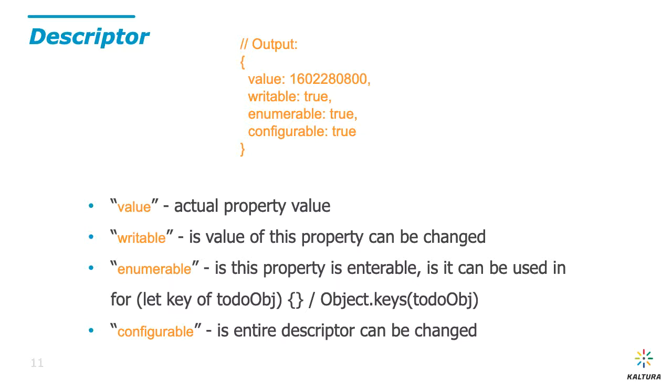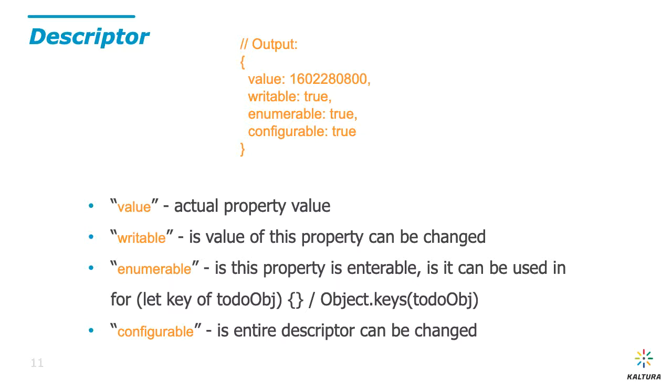Enumerable, also boolean, meaning when you're iterating over the object properties, it will just skip it. Okay, for example, if you get the object keys of the object, if the enumerable is false, you won't get this property in the array, in the results of object keys. The same with the for-let key of object. The same if the enumerable is set on the descriptor of the property to false, it will just skip this property.